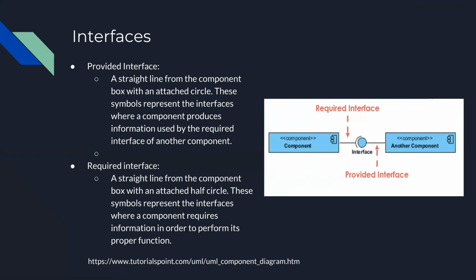Here we have a small representation of the required interfaces and the provided interfaces. Notice that the required interface is represented with a straight line with a half circle at the end of it. The provided interface is represented with a straight line with a full circle at the end of it.